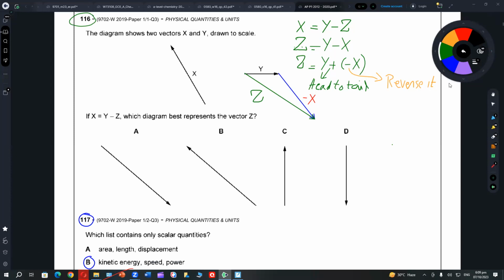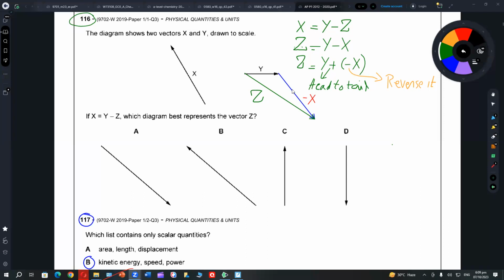For the people who have just joined, this is a class on physical quantities and measurement. The main topics in these two chapters are vectors, base units, and uncertainty. These are the main topics in this chapter.